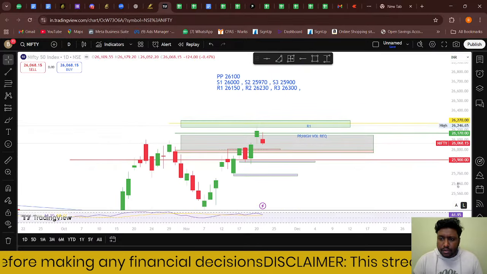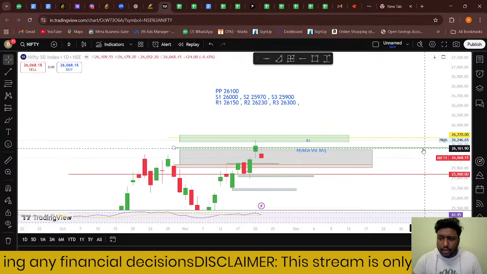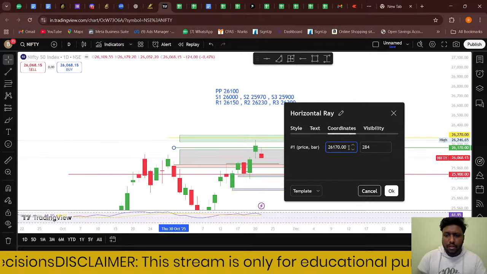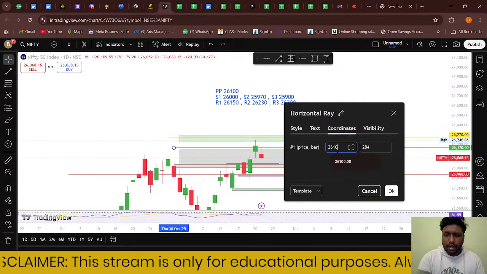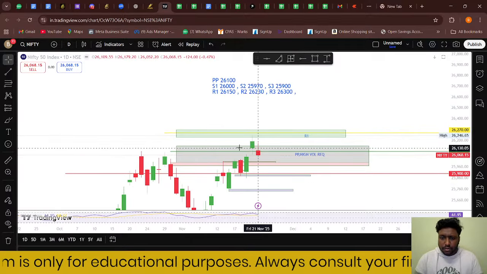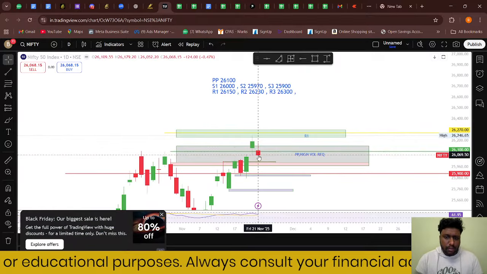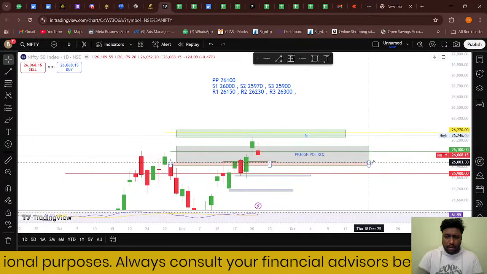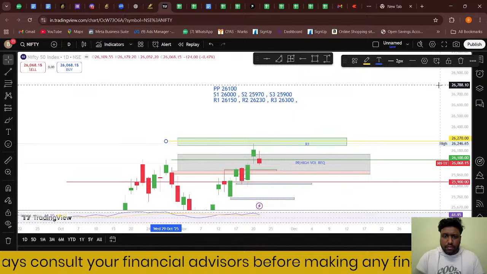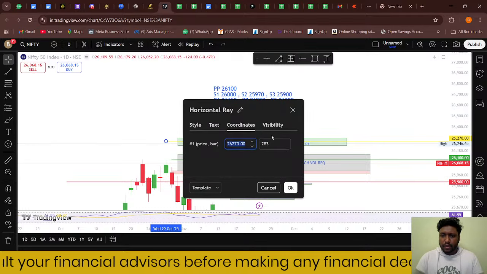So with respect to the pivot line, we will mark it over here. 26,100 is our pivot line, and it is trading below. The spot actually closed below the pivot line. So R1 will be at 26,150. We will mark that as well.